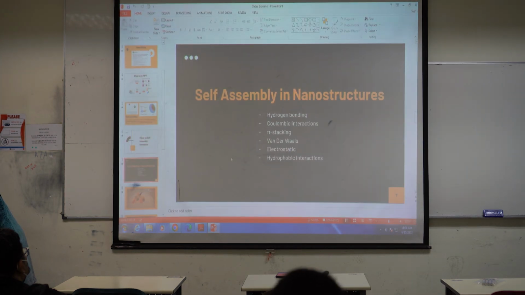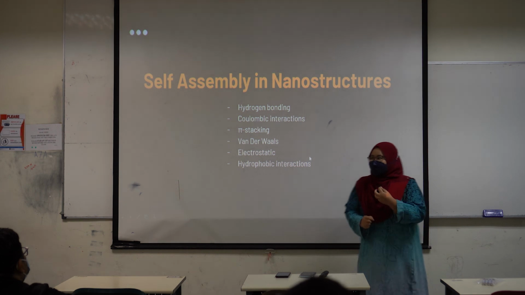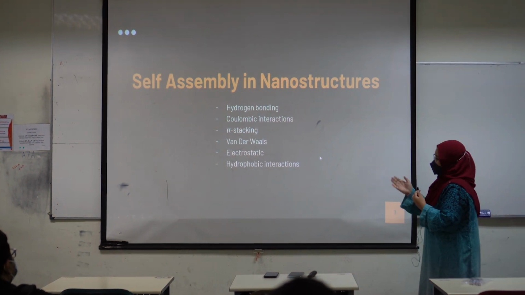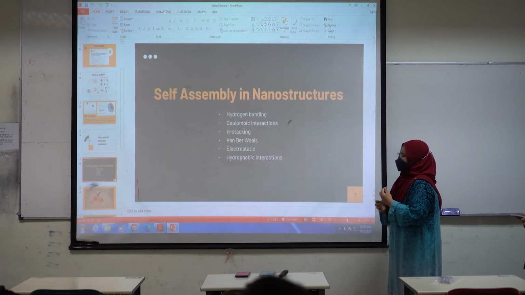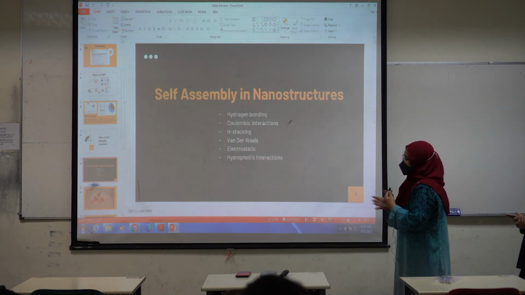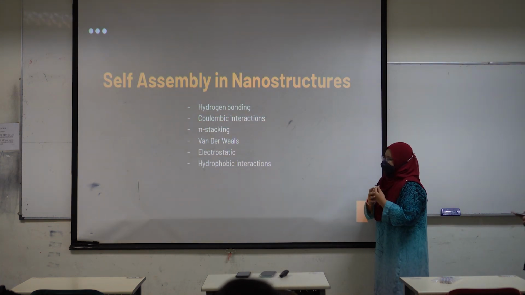Okay, so self-assembly in nanostructures consists of these forces: hydrogen bonding, Coulombic interactions, pi stacking, van der Waals, electrostatic, and hydrophobic interactions.